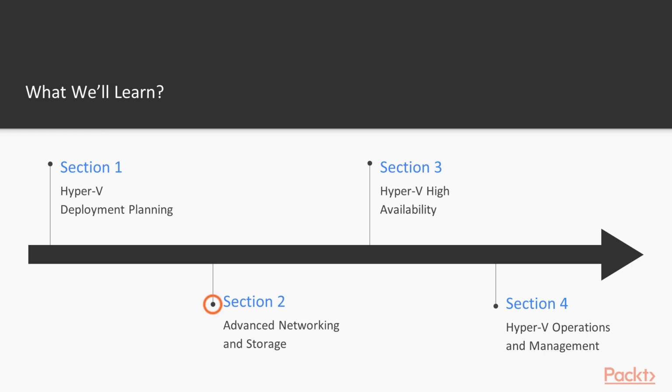Section 2 dives deeper into networking and storage. This section is for advanced use cases, especially for multi-tenant environments. Section 3 focuses on high availability and the Hyper-V features available to provide high availability to your VMs. Section 4 is all about Hyper-V management. This is where we go through System Center and the awesome new Windows Admin Center.